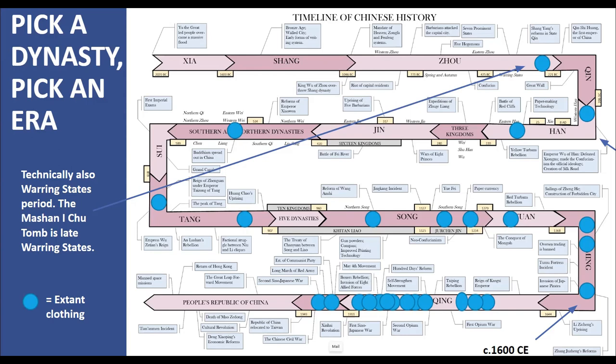Note also here that there's a time span from around the 4th century before Common Era to the late 1500s Common Era between the oldest and the youngest, relatively speaking, extant Chinese garments, for SCA considerations. In other words, around 2 millennia. It's a lot. 2 millennia's worth of clothes is a lot of clothes.